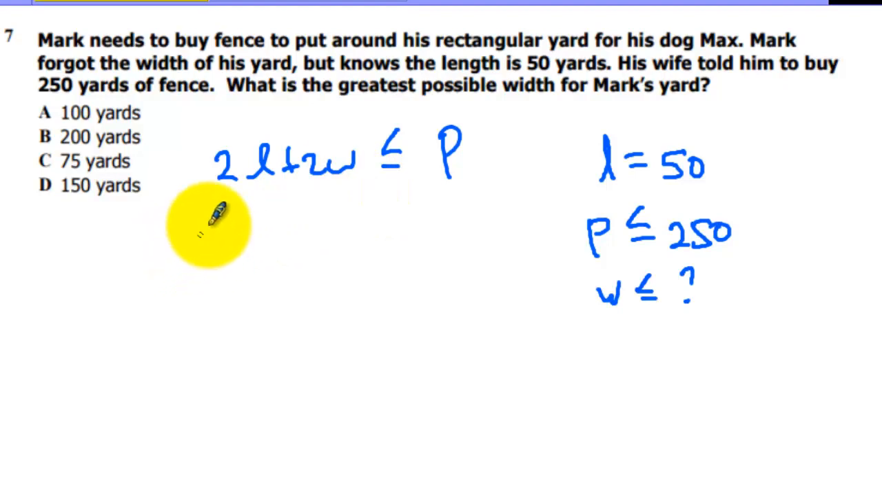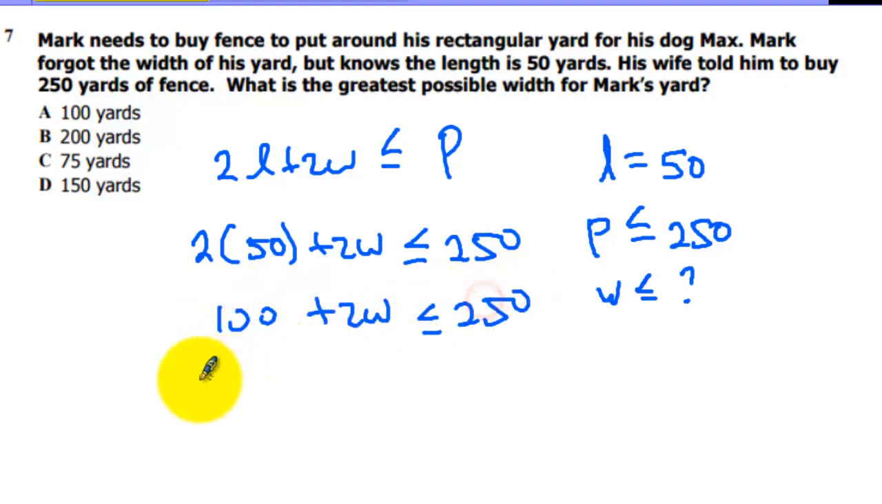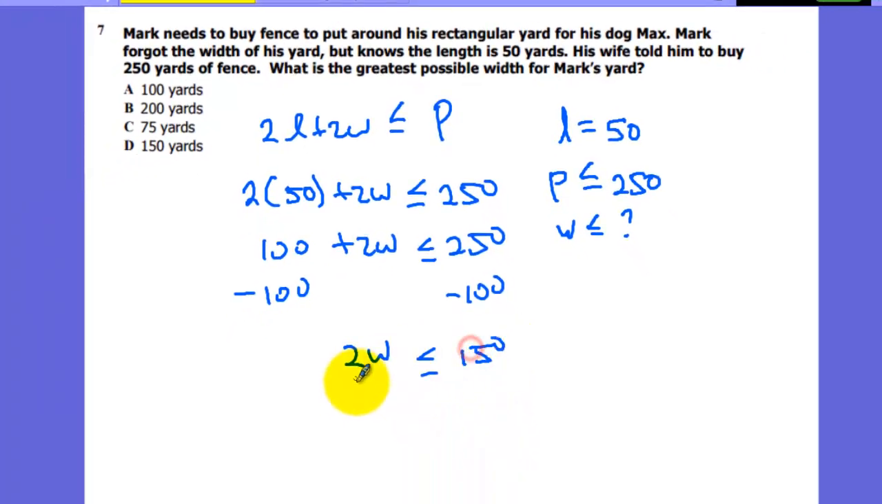So we can now replace L by 50, 2W less than or equal to 250. This is equal to 100 plus 2W less than or equal to 250. Subtract 100 from both sides. We'll get 2W less than or equal to 150. Now divide by 2. So W should be less than or equal to 75. So the greatest possible width for Mark's yard should be 75 yards.